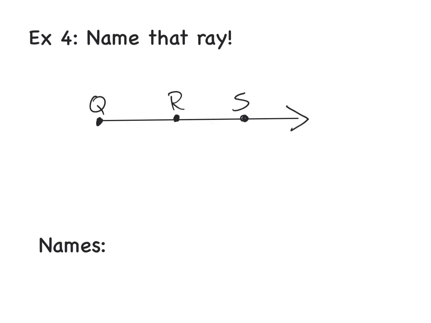All right, name that ray. So remember the ray, we have to start with a certain letter. What letter do we have to start with on this one? Q. This is our starting point. Make sure you note that. And what word do I put in front when I'm naming these? Ray. And I do Q. Now, this one has more than one, but it doesn't matter. The only one that matters is the starting point, and then I can pick any other one it goes through.